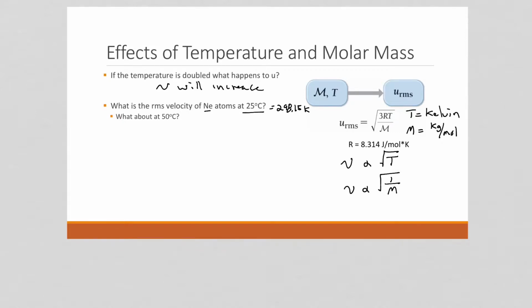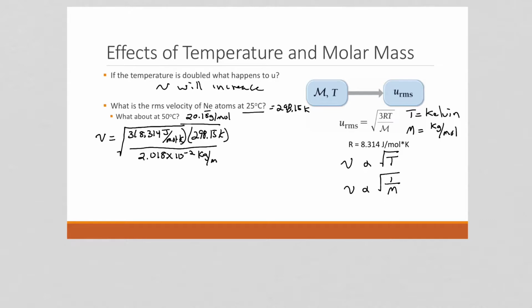And so if we go to our equation, the root mean square velocity equals the square root of 3 times 8.314, and that's joules per mole Kelvin, times 298.15 Kelvin, over the molar mass. So neon has a molar mass of 20.18 grams per mole. So that's going to be equivalent to 2.018 times 10 to the minus second kilograms per mole.